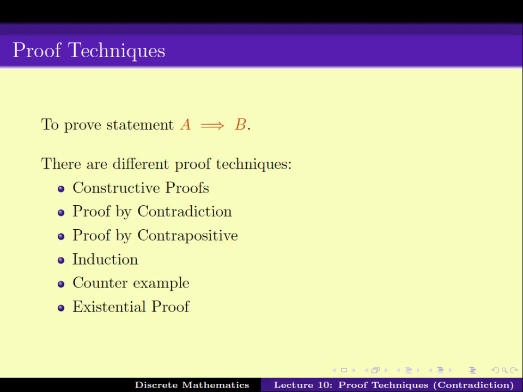So to recall, we were dealing with the techniques of proving a statement like A implies B. There are many proof techniques that can be applied for proving A implies B, namely constructive proof, proof by contradiction, contrapositive, induction, counterexample, existential, etc.